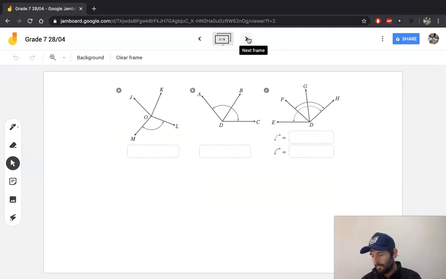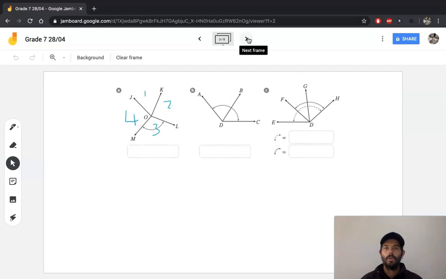Now, it's always good to name angles using 3 letters. In each of these examples, you can see there's more than one angle. So for A, there's 1, 2, 3, 4 angles. So I can't just use the letter O. I can't just say angle O because there are 4 angles around angle O.